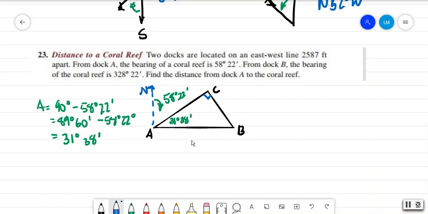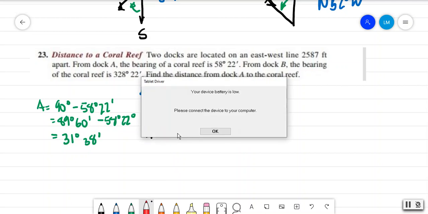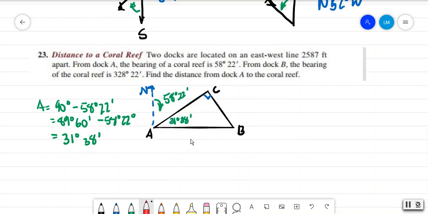The point that we had to refer to as the bearing is relative to the coral reef. So in this case, this is the coral reef. So if you want to label things appropriately, you can. So let's say that we know that this is 2,587 feet.